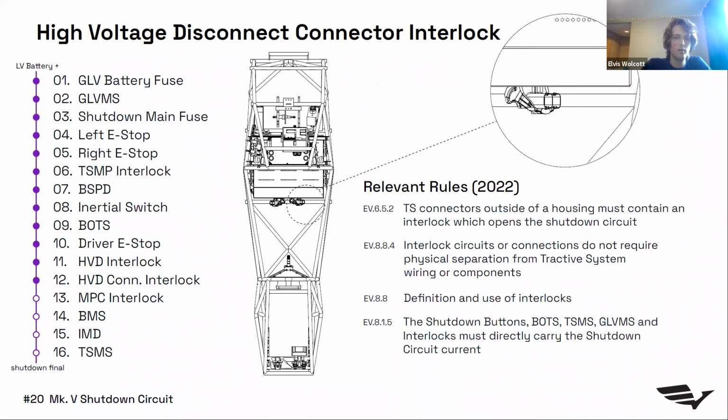The HVD connector interlock is required based on the fact that it is a connector outside of a housing. And so all of those high voltage connectors need to have an interlock. How the interlock works on these connectors is they have two small pins which are shorted together. So if we put the shutdown circuit into one pin on the inside of the accumulator, and then take the shutdown circuit out on the other side, the shutdown circuit will only be completed when the connector is put in. Otherwise, it's just an open circuit. It's a very simple way to detect that this connector is plugged in, and it basically guarantees that the shutdown circuit won't be complete unless all of the connectors on the car are installed fully.